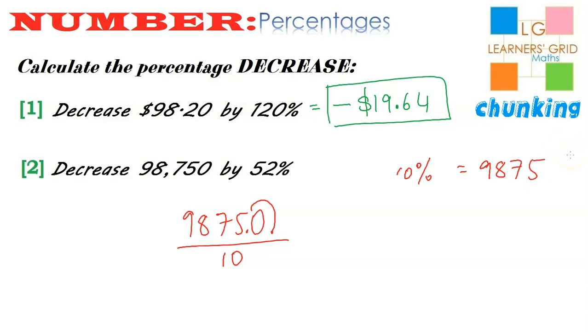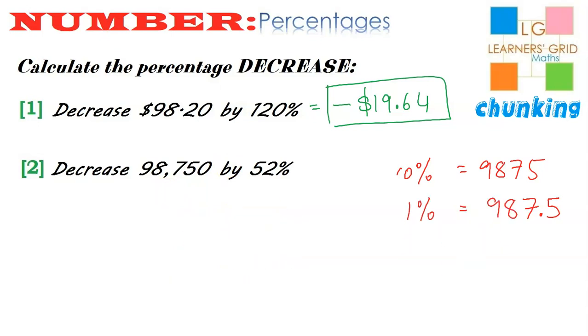9875. From here, I can see I only really need 1%, and then I can move from there. So 1%, that would be dividing by 100. So I go one more space, and 1% is 987.5. So I really have everything I need from here. I've got a couple of options. I can multiply my 10% by 5 to get 50%, or I can just add them up. What I might do is just multiply, make it a bit quicker. So 9875, and I just need to multiply by 5 because I need 5 tens to make 50.